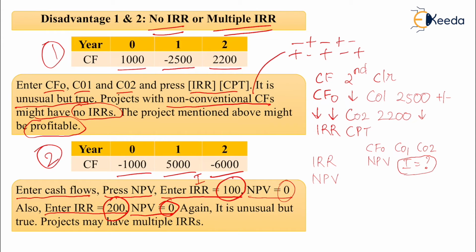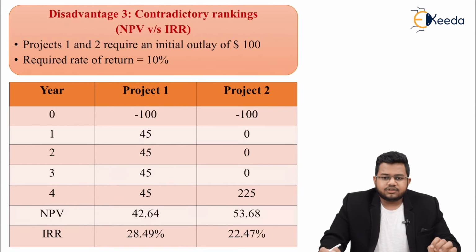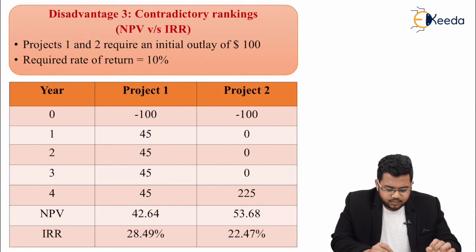Projects may have multiple IRRs. Like in this case, there are two IRRs, 100 and 200. So again, IRR method has these two disadvantages, no IRR and multiple IRR. However, the most important disadvantage is in the next slide. Okay, disadvantage 3, contradictory rankings between NPV and IRR.